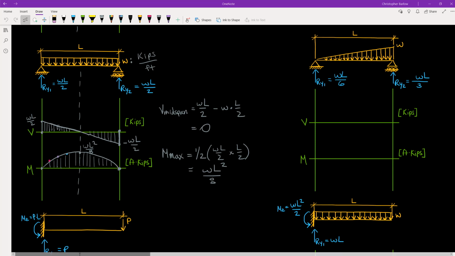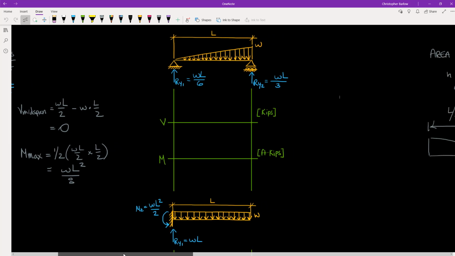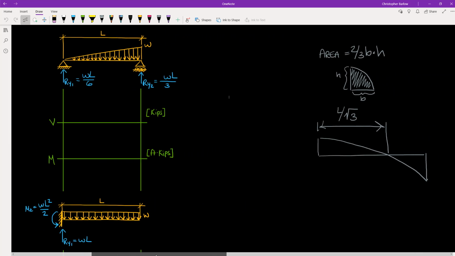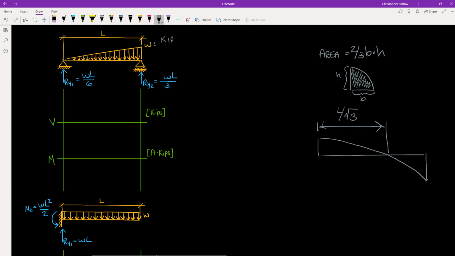Okay, let's move on to probably the most complicated example that we'll talk about, and that is a simply supported beam with a distributed load that changes magnitude from one side to the other. So, in other words, we have a distributed load that starts with a magnitude of 0 on the left here, and a maximum magnitude of W on the right. And again, this W is defined in kips per foot.